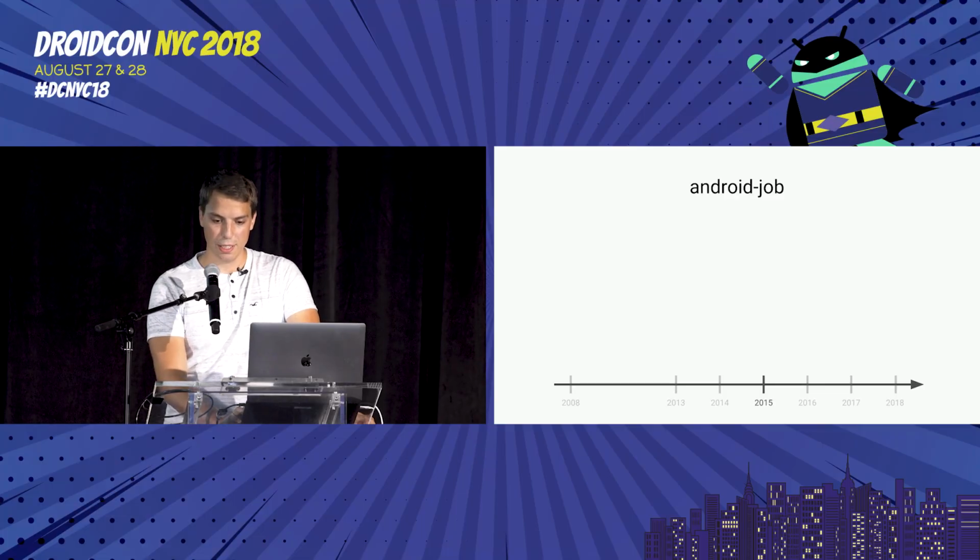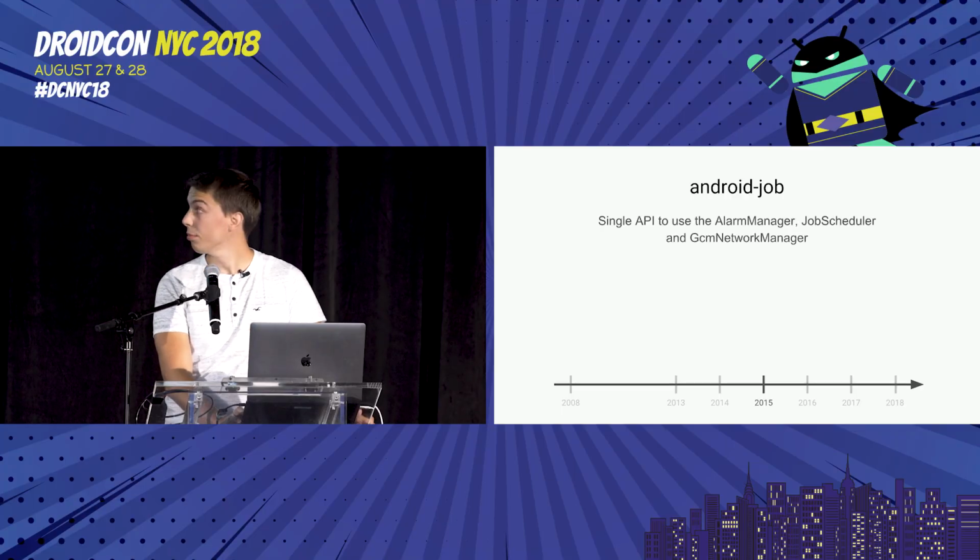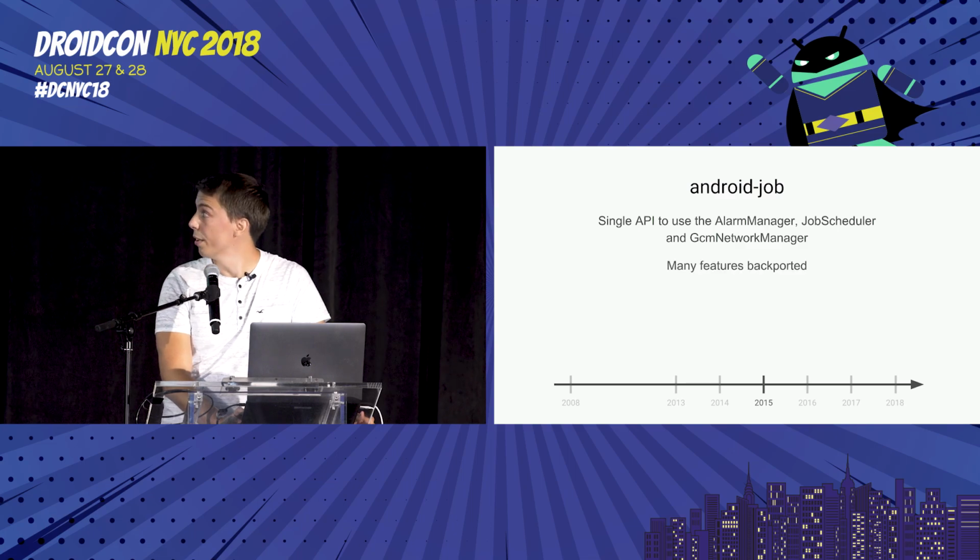Also in the same year, we at Evernote released Android Job. Android Job is basically a wrapper around those existing APIs like AlarmManager, Job Scheduler, and GCM Network Manager. Yeah, and it takes a lot of work away from you, but I will cover this a little bit later.